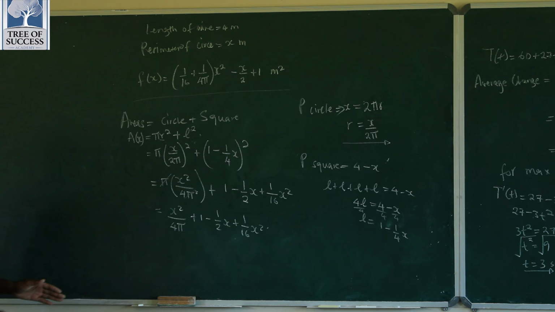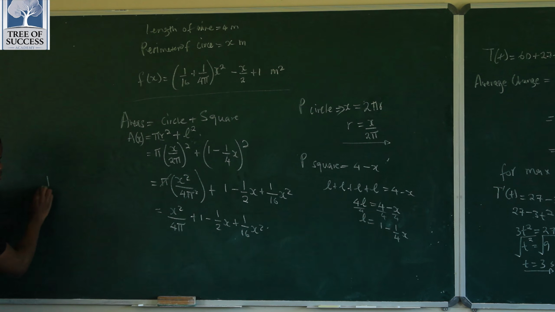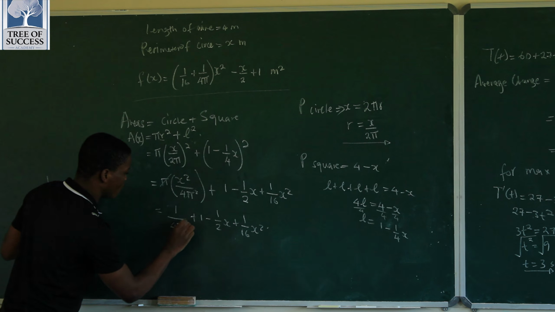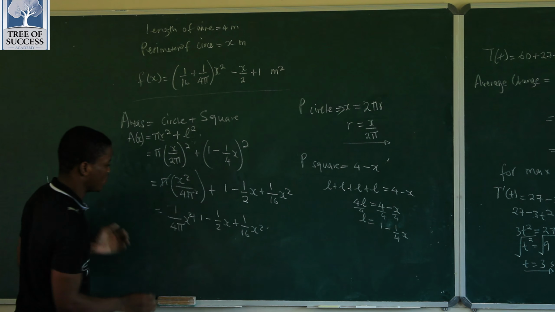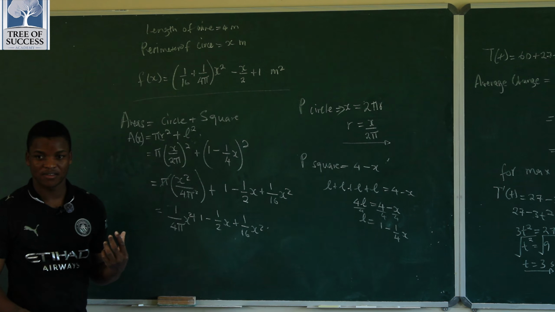We can group the like terms. X squared over 4 pi can be written as 1 over 4 pi squared, right? So I write it as what? As 1 over 4 pi squared. In that way these become similar, right?